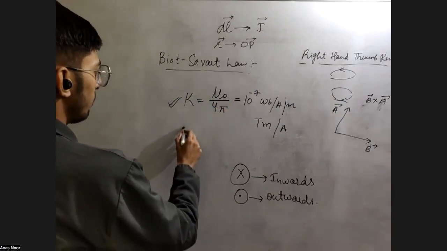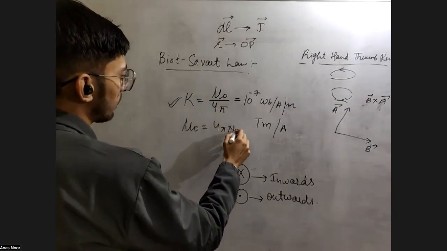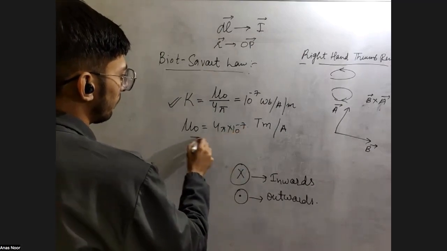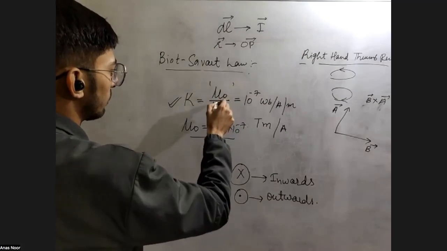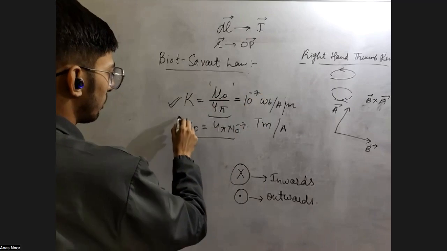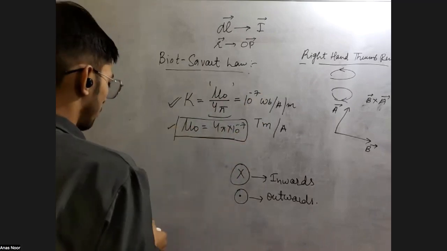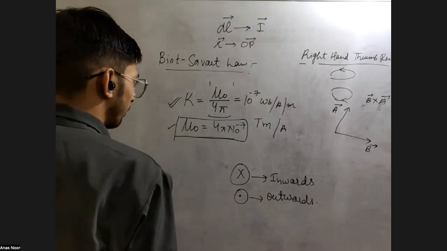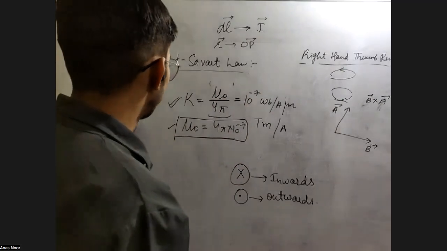And from here, this mu naught would be what? 4 pi into 10 to the power minus 7, isn't it? So either you remember mu naught upon 4 pi is equal to 10 to the power minus 7, or you remember mu naught is 4 pi times this. Anyone you can remember. It's the same thing. So that's it for today.